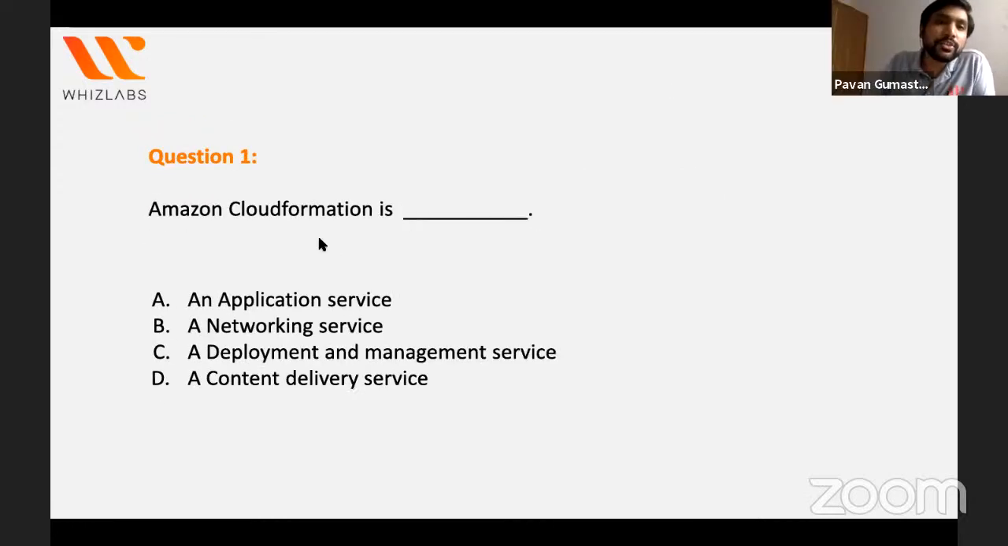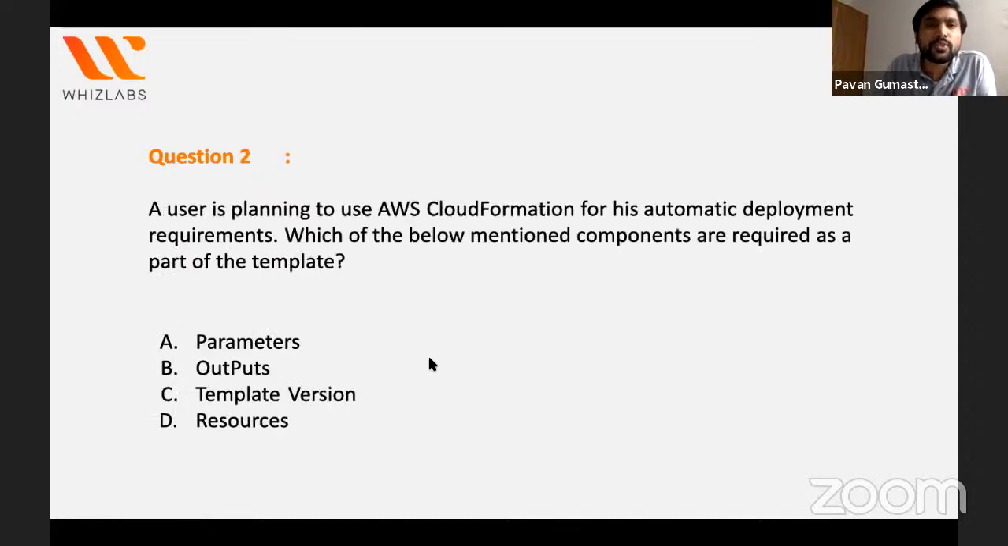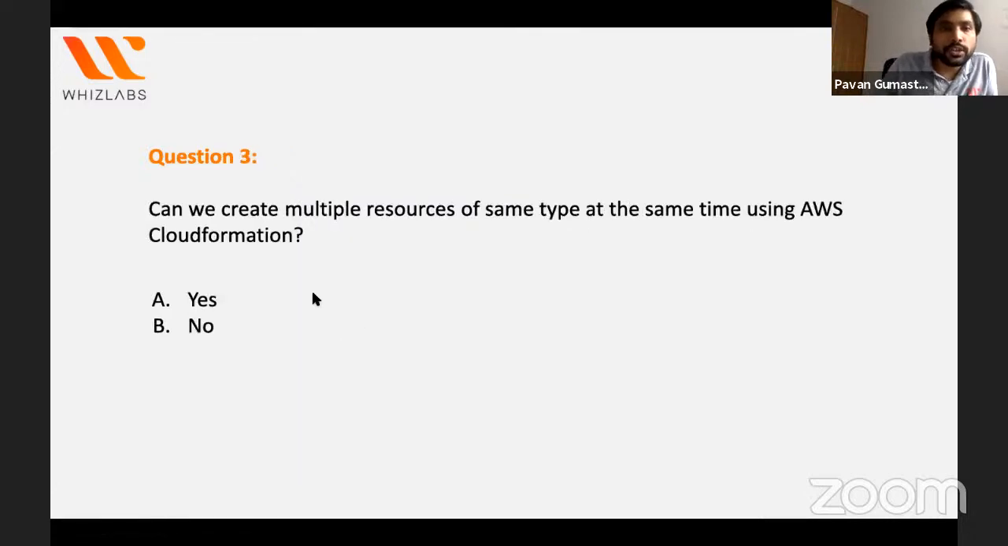So question number 1, Amazon CloudFormation, the answer is C, a deployment and management service. Question number 2, what is the required parameter? As I mentioned in my lab, option D, Resources, is a required parameter. Question number 3, can we create multiple resources of the same type at the same time using AWS CloudFormation? As we discussed in one of our templates, we created multiple subnets, the same type of subnets, private or public. So we are able to create them at the same time.